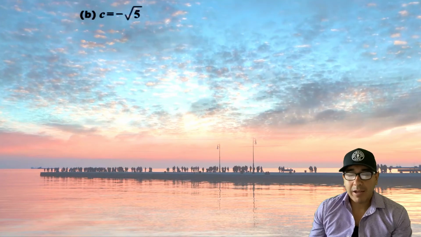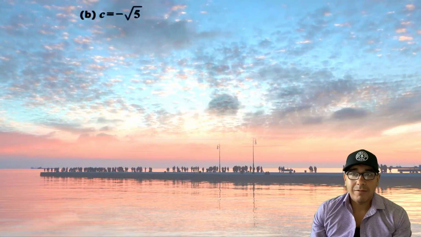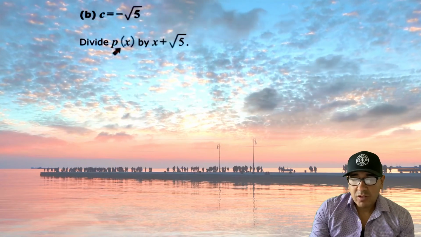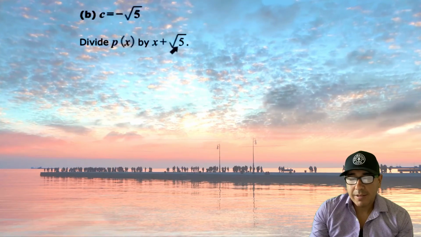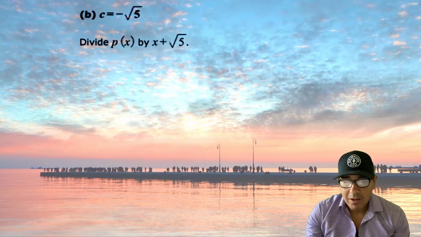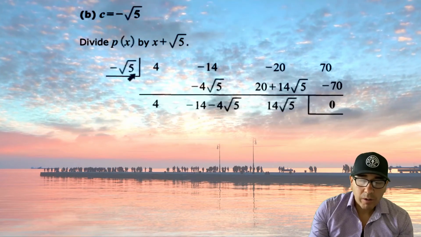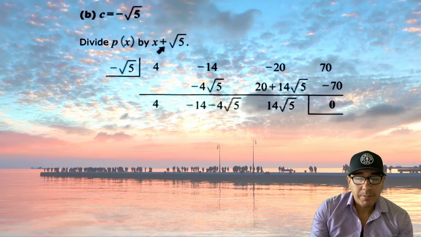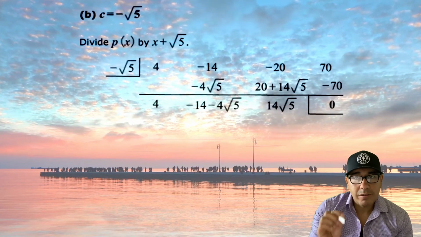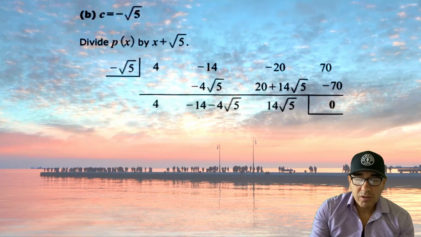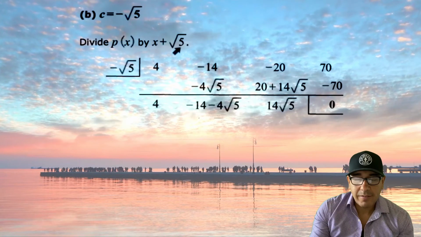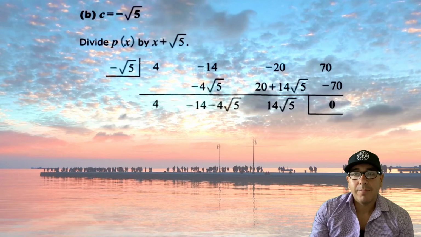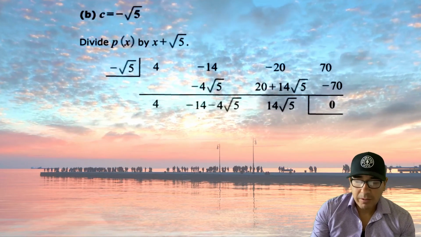All right. So now let's go ahead and check negative square root of 5. We're going to divide that original function p of x by x plus square root of 5. So this is our c value. This is what we're going to plug in here. Essentially, if they ever give you a potential factor, notice I said potential factor, what we're going to do is grab the opposite of this constant, and we're going to put it right here. That's going to be our c value.